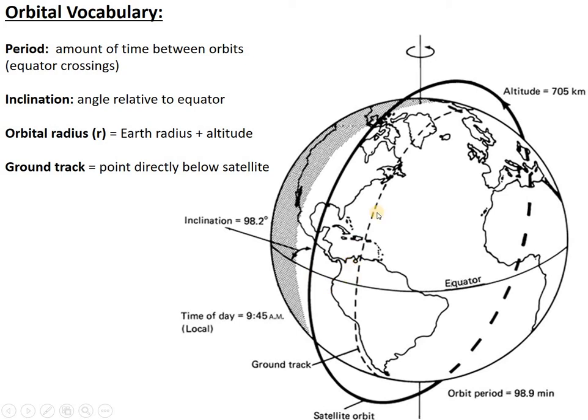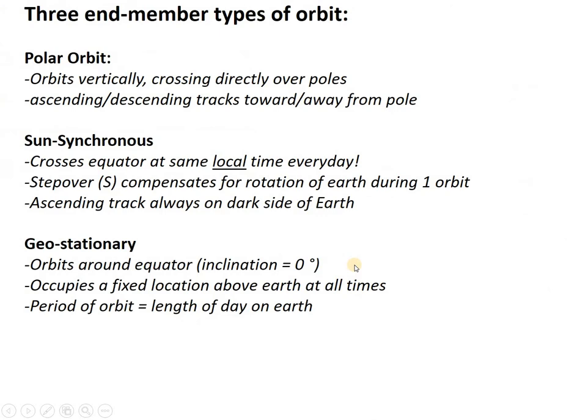Okay, and the ground track is this dotted line. It is the line directly below the satellite. We care about that, of course, because that's what we're taking pictures of. So there's 3 end-member types of orbits. You can have any kind of orbit, but 3 that are common. One is the polar orbit, where you have a perfectly vertical orbit. You're crossing directly over the poles.